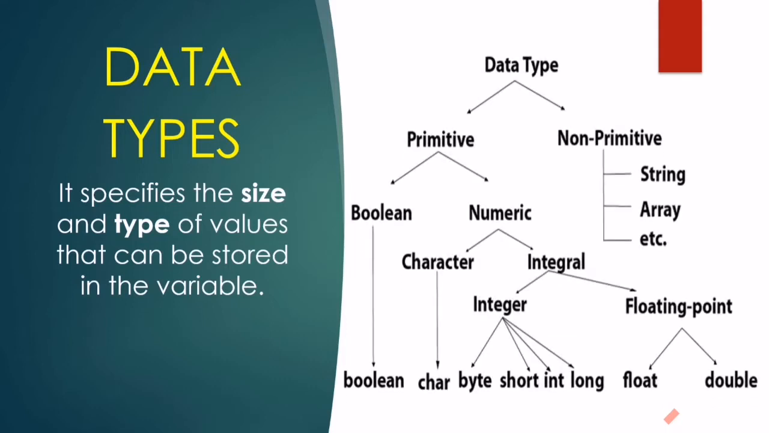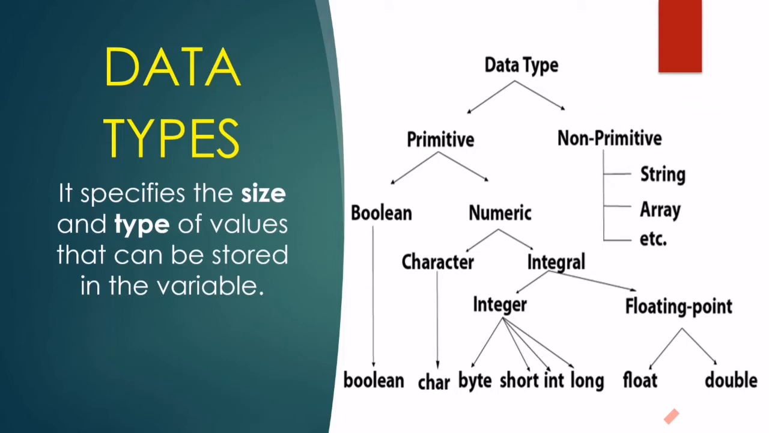Data types are classified into primitive and non-primitive. Primitive means it can store only a single value within that, so it is a direct memory location. Non-primitive means it is nothing but a reference to the memory location. It will not store directly inside that.